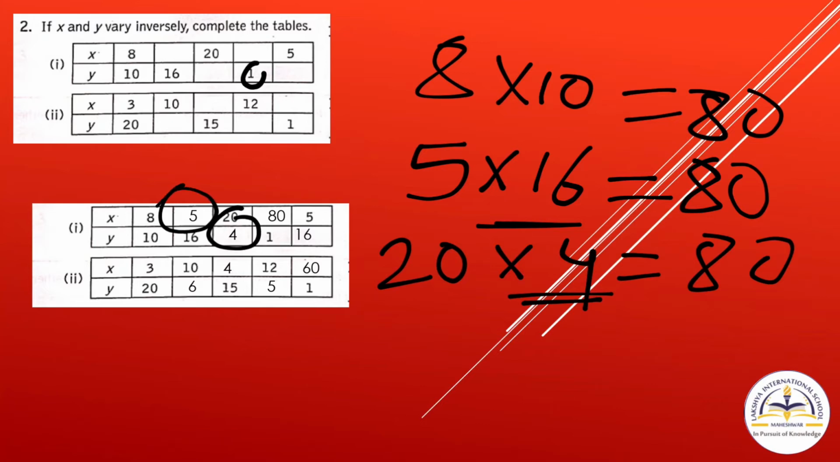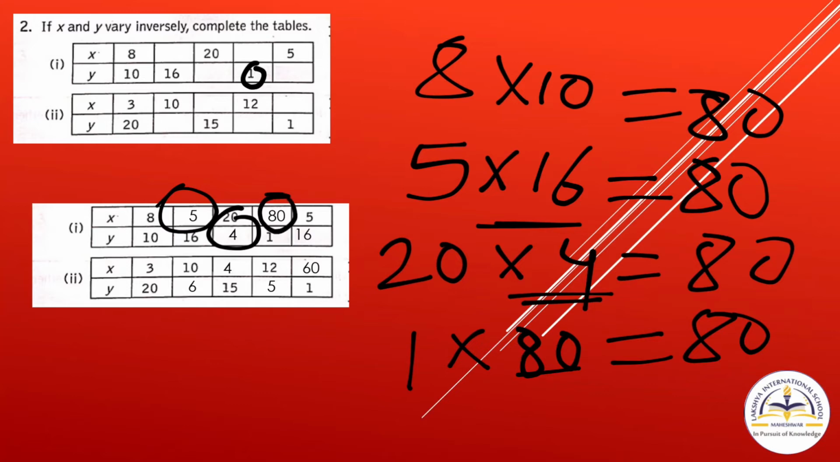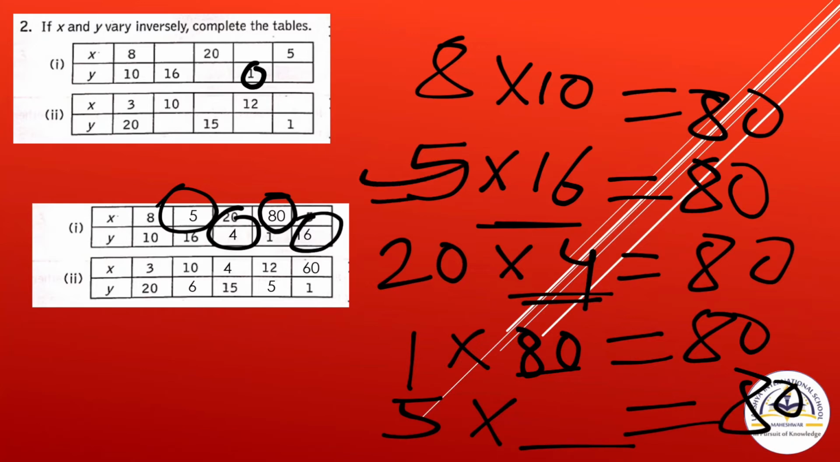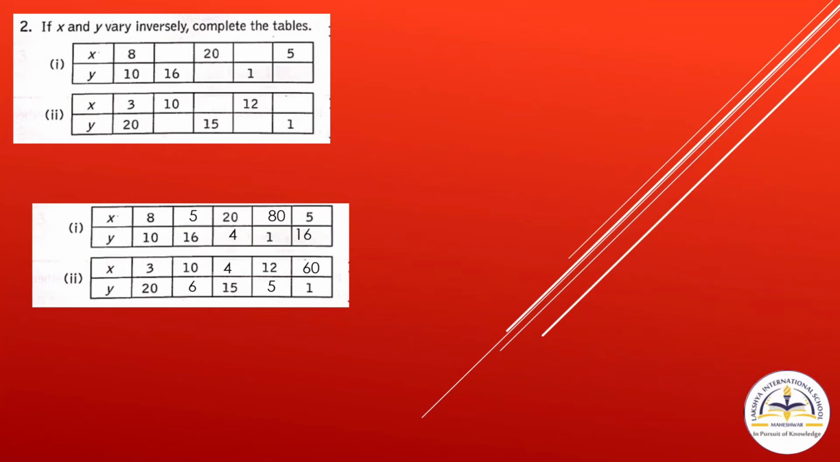Now 1 multiplied by which number gives 80? We have to multiply by 80, so 80 will be the answer. Now 5 multiplied by which number gives 80? That is 16, so 16 will be the answer. Likewise you have to complete this table.